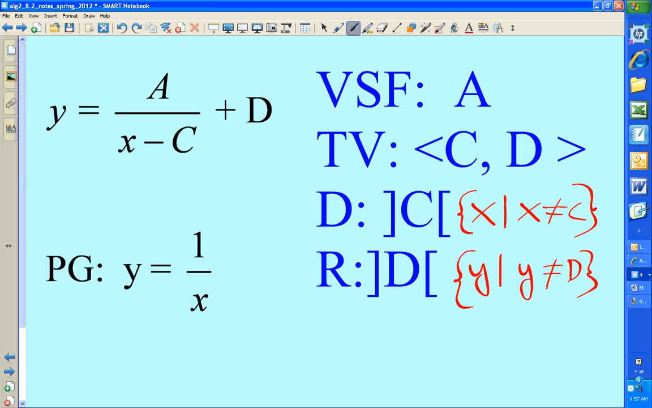What is the y equals a over x minus c plus d equation? That's what we're trying to deal with. What happens if you get an equation that's not y equals 1 over x? Remember, we always start with a parent graph. Then here's the parent graph.